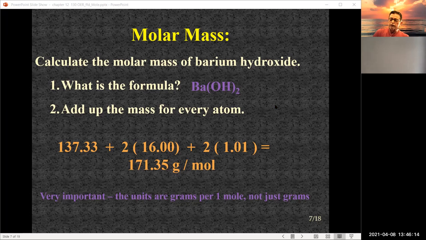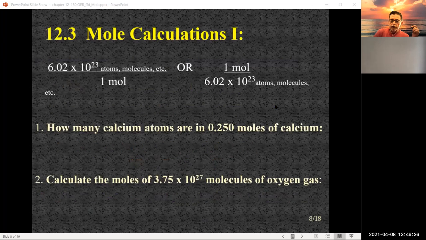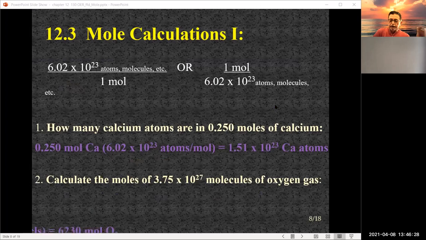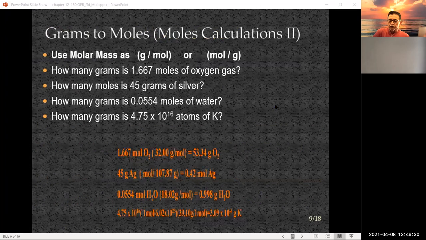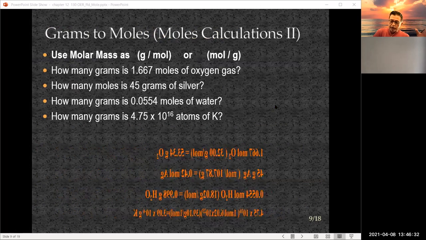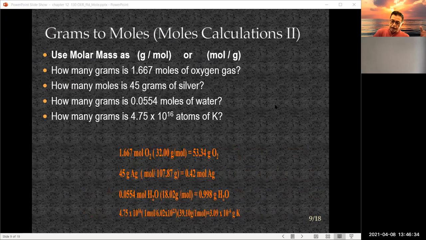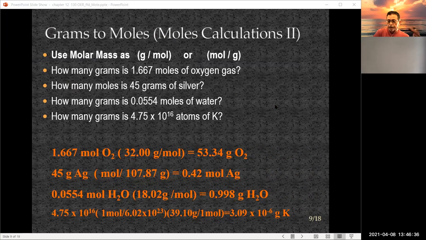Even if you don't know what the molecule is, you may be given a formula which is humongous. You can just add them all up, and you get the molar mass for that compound. Okay. And then the atomic weights for the single elements. So atomic weights generally refer to the single element. Molar mass refers to the compound or molecules.